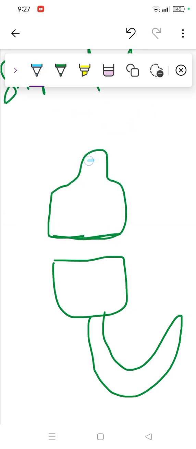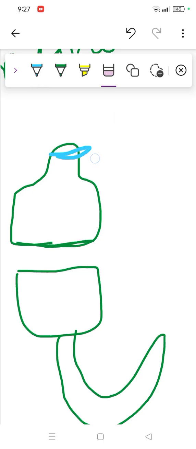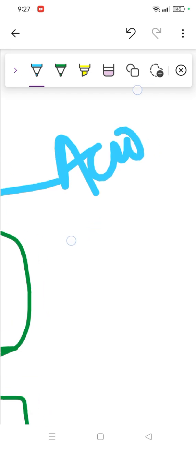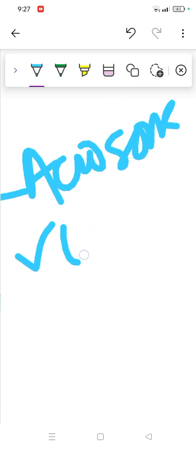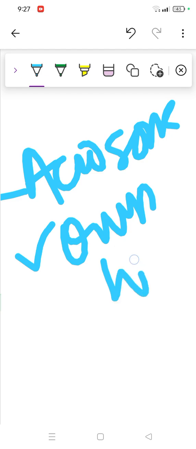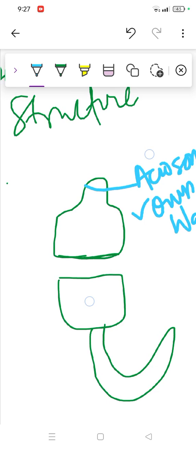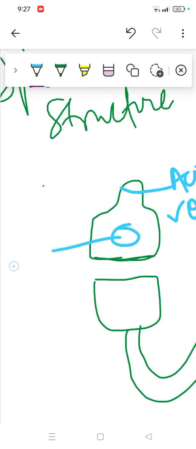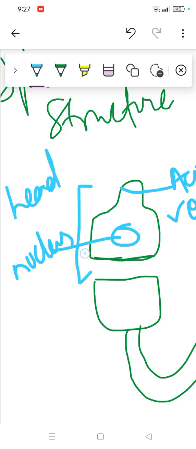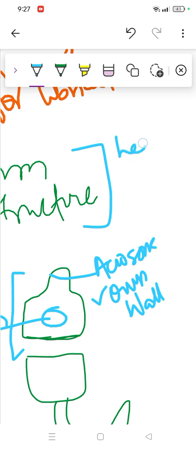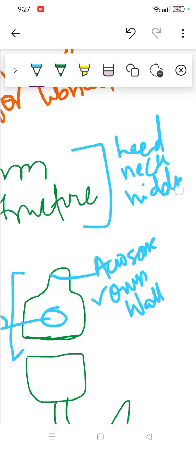First thing, here you'll see one more structure like this. This structure is called the acrosome. Acrosome is simply the first part to go and insert into the ovum wall. So acrosome would be the first part. Then here you will see the nucleus, genetic material. This entire part is called the head region. This sperm is divided into four parts: head, second is neck, third is middle piece, fourth is the tail. So I'm sure it's clear.